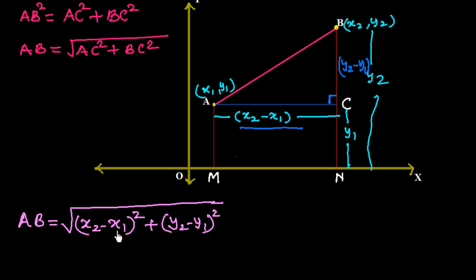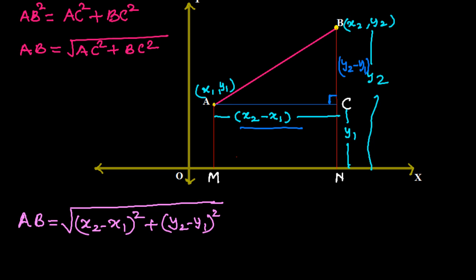So this is the distance formula we have derived. We could say it is the square root of the sum of the squares of the differences of both the coordinates.